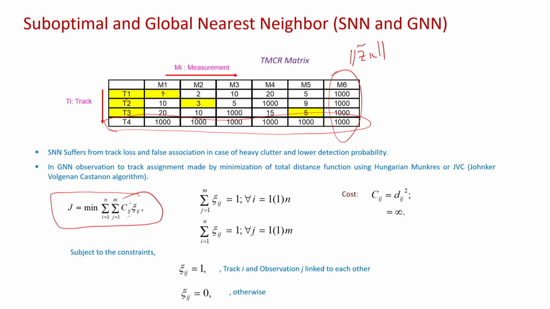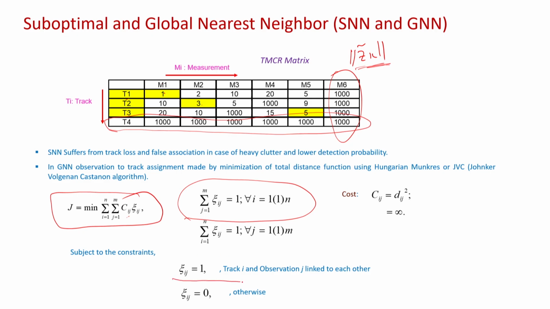This is your cost matrix. TMCR means track to measurement correlation matrix, and these are all cost functions. These are actually your Mahalanobis distances. With this Mahalanobis distance, Cij is your cost multiplied by some probability, say zeta ij, such that this probability summed over all the incoming measurements is equal to 1, and over all the incoming tracks it is also 1.